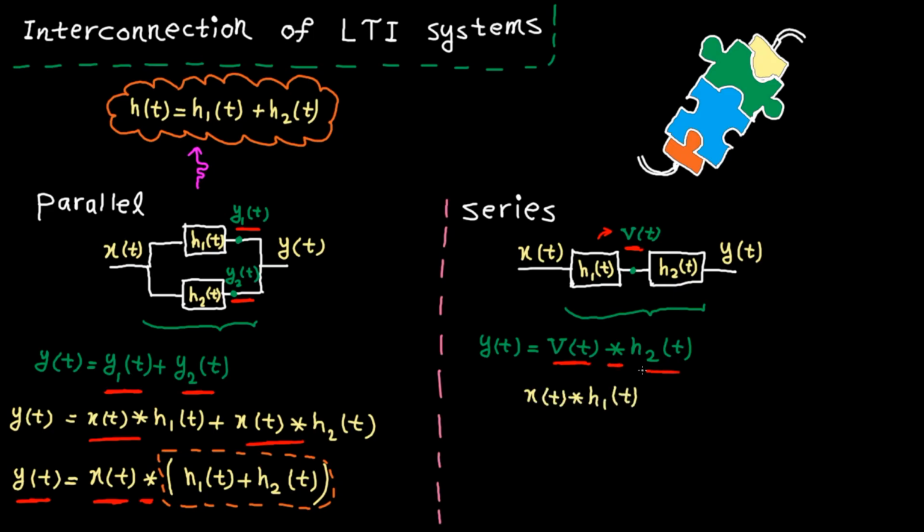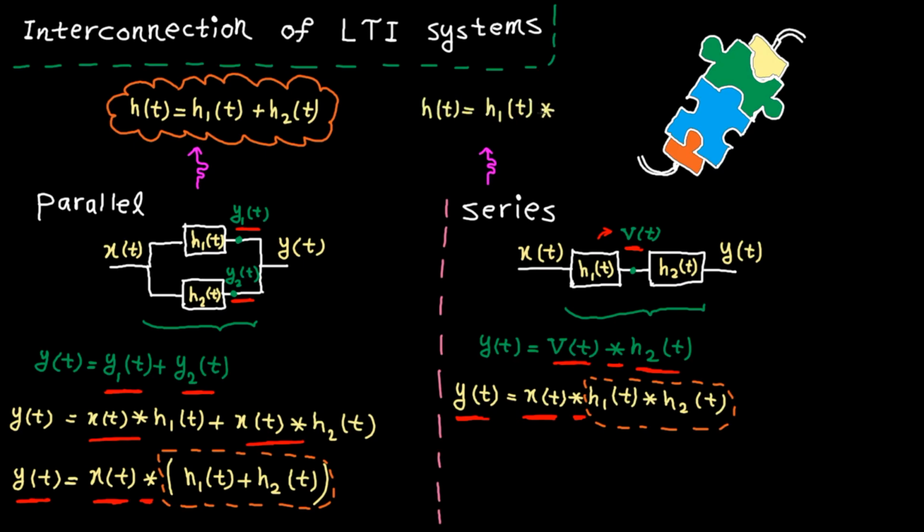Let me write the rest. Now this is the input and this is the output. As we know for the LTI systems, output is input convolved by the impulse response. So look at this. x(t) convolved by something generates y(t). This means this guy is the impulse response of the whole system. So for a series structure, the impulse response for the whole system is the convolution of all individual impulse responses.